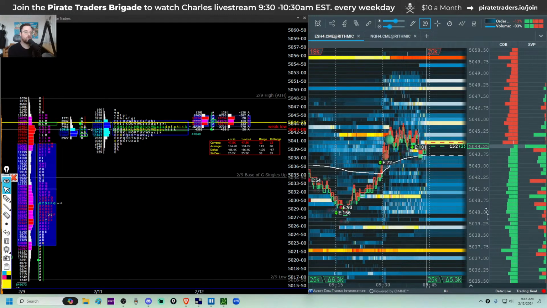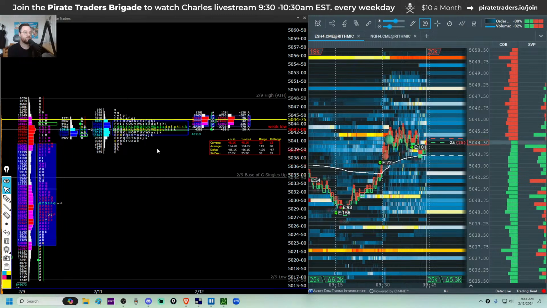Do we keep getting red icebergs on the upper end of the overnight range? Do we keep getting green icebergs at the bottom?